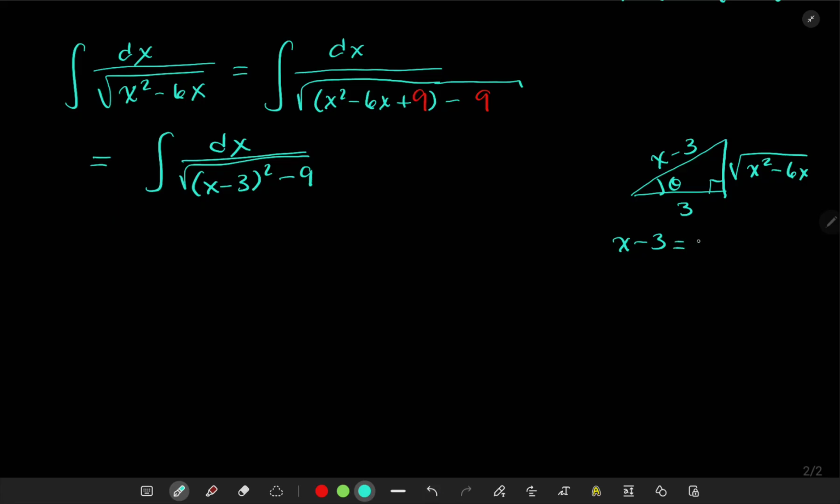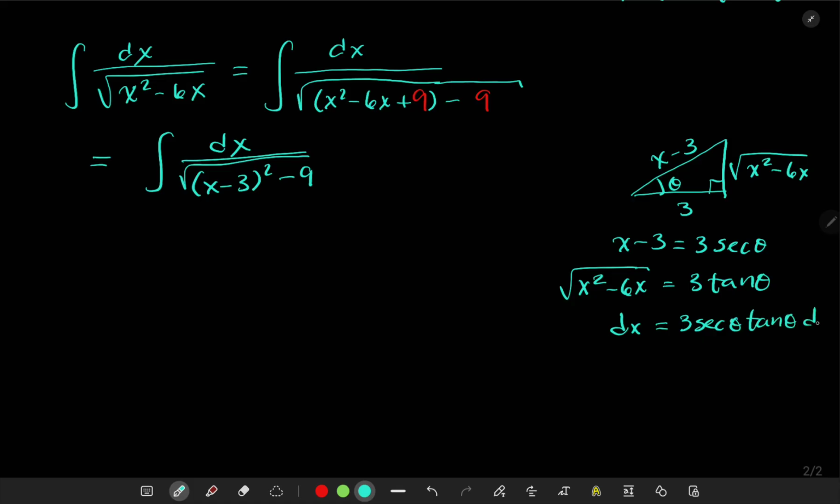I think we've done enough of this. 3 secant. And now we're going to have the square root of x squared minus 6x over 3, which would be the tangent. So let's write it as 3 tangent. And now this is the nice thing, that this came out to be linear. So then dx, because the derivative of negative 3 is 0, is the same as before: secant tangent d theta. And that we can then plug in.